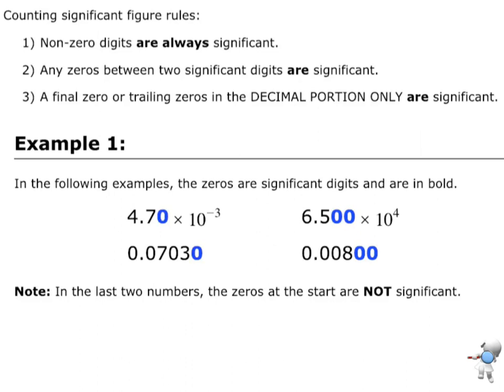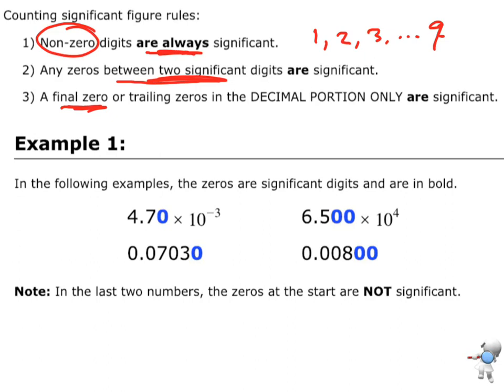Let's have a look at a few more ideas. So the rules are: non-zero digits are always significant. So 1, 2, 3, up to 9, all those digits are significant except for 0. Any zeros between the digits are significant, and any zeros at the end, if they are in the decimal portion, then they're going to be significant. So there are some examples here of where the zeros are significant.